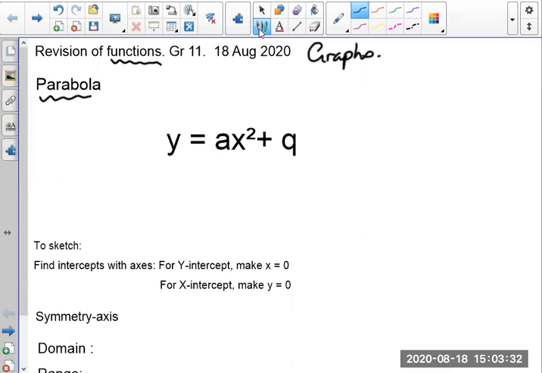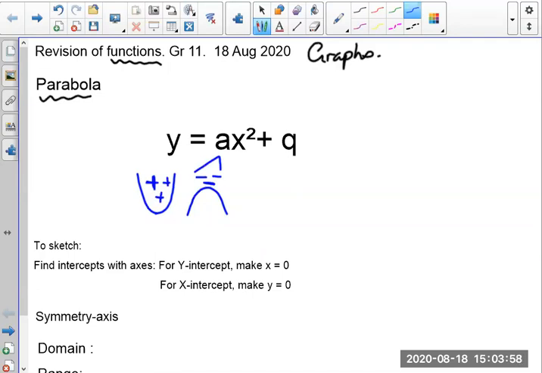Now, can you remember that the a tells you if the parabola is smiley or sad? Now, if a is positive, it's a smiley parabola. And if a is negative, then it's a sad parabola. So the a gives you the shape of the parabola.